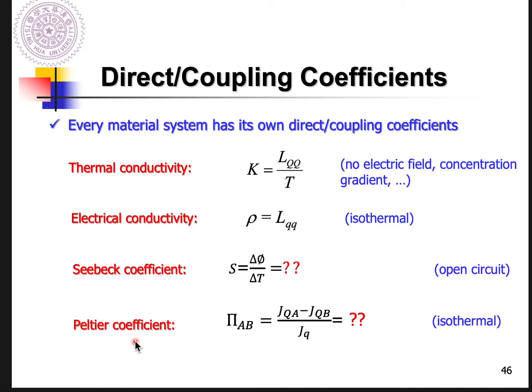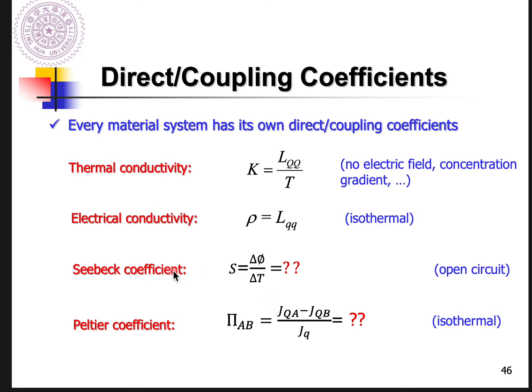And what's the Peltier coefficient? The Peltier coefficient is actually some kind of complementary effect of the Seebeck coefficient. In the Seebeck case, we provide the temperature gradient or temperature difference along these materials, and we generate the current, right? In this case, we apply the current, and that will generate the temperature gradient. So that's some kind of complementary effect.